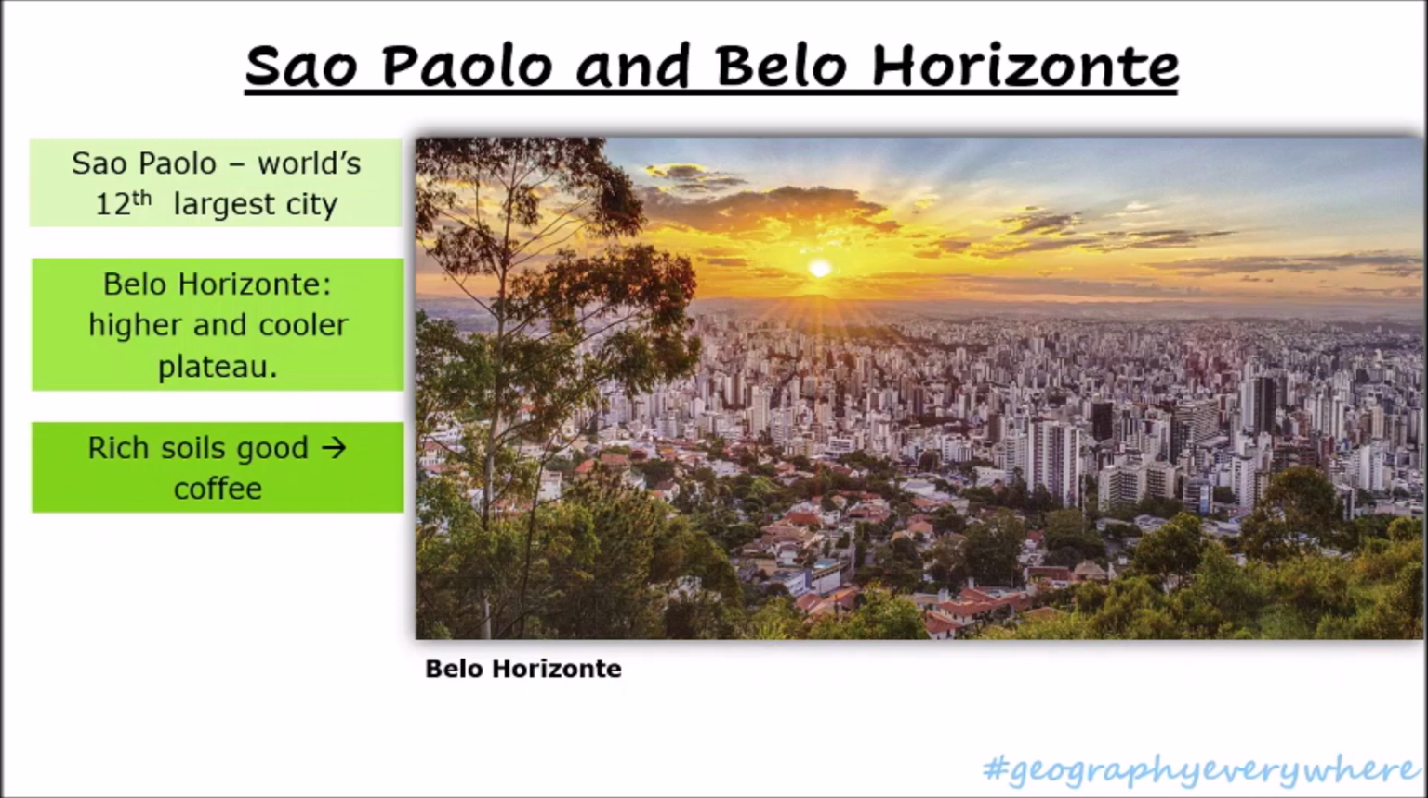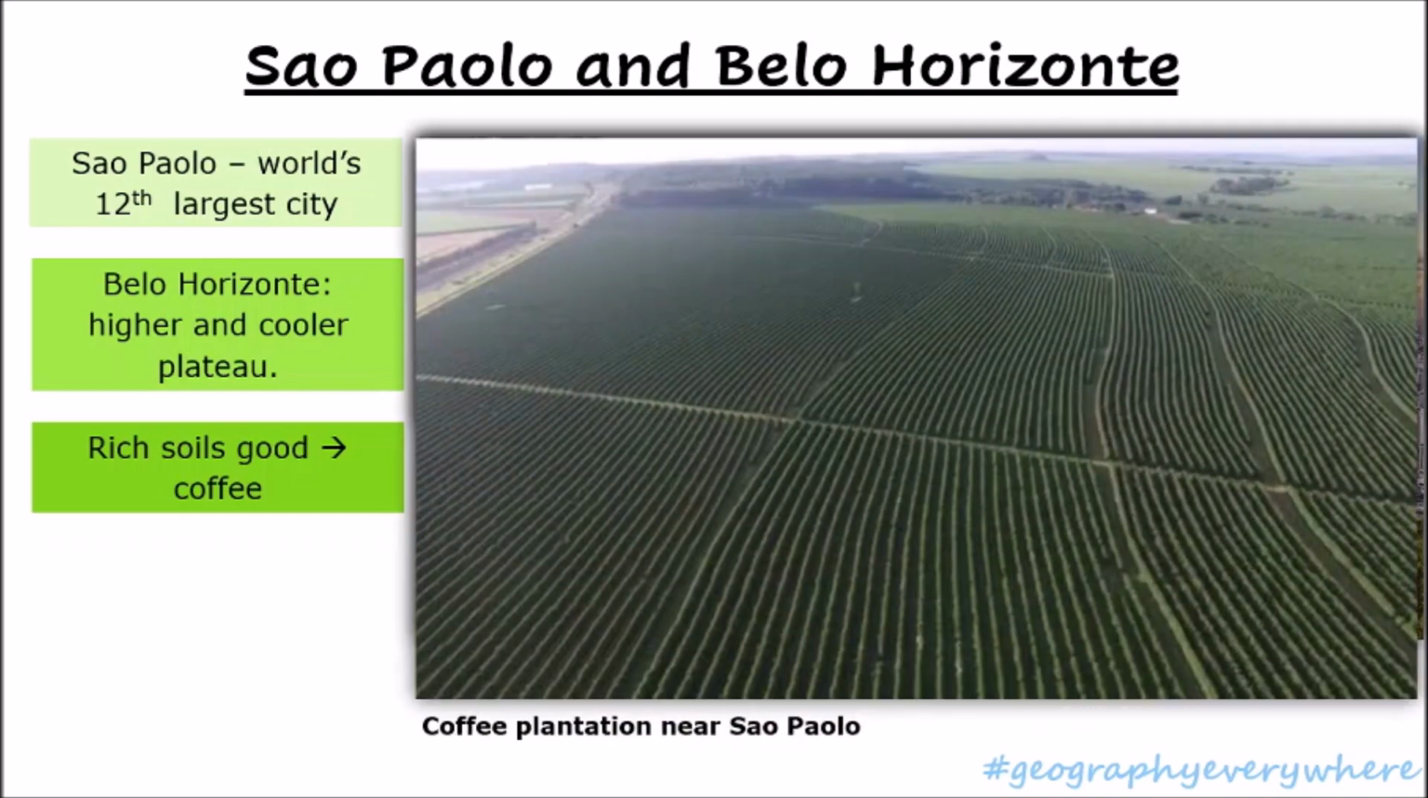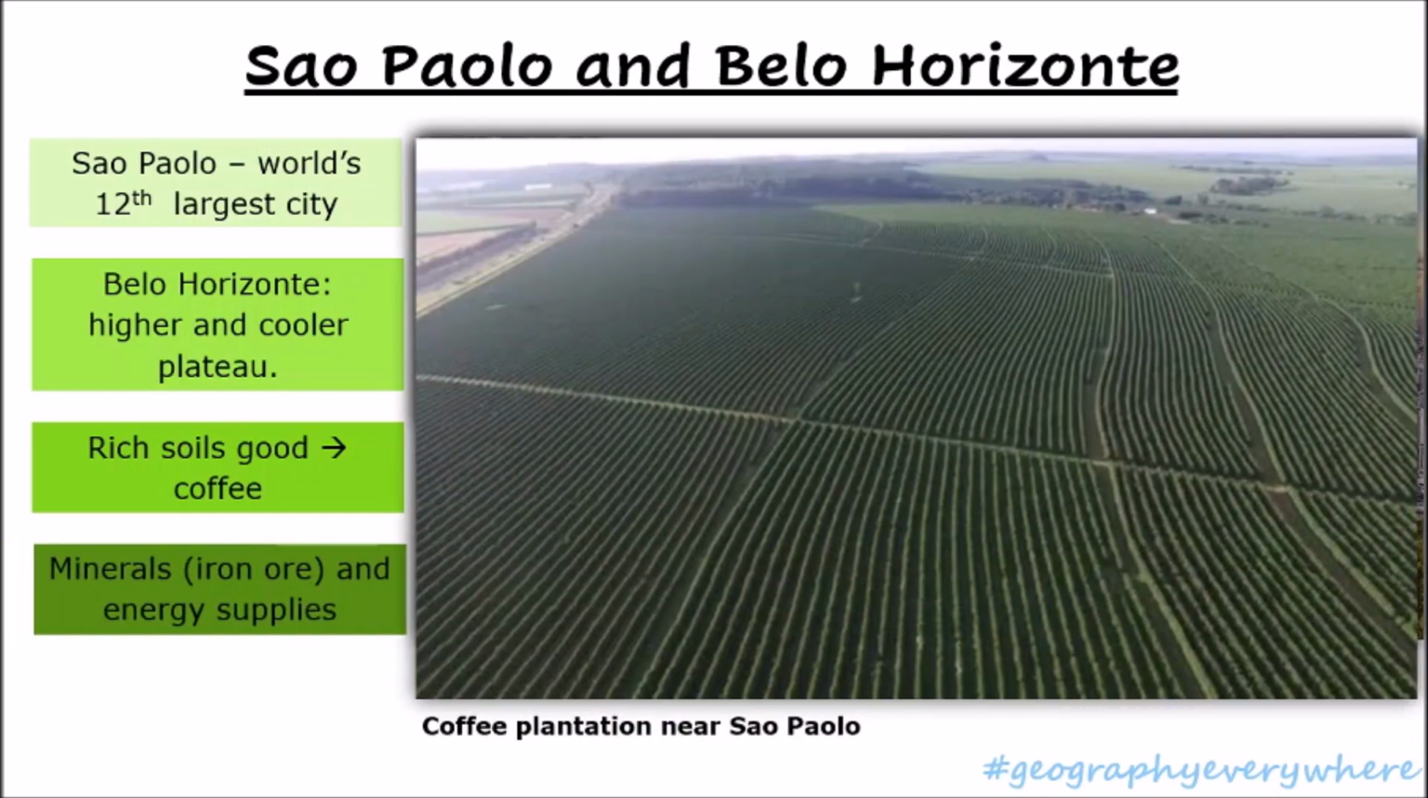Around the cities of Sao Paulo and Belo Horizonte, there are very fertile soils. These are good for the production of coffee. Surrounding these areas are also many minerals such as iron ore and even energy supplies like hydroelectric power. The coffee and minerals both provide many jobs and at the same time can be sold abroad for income.